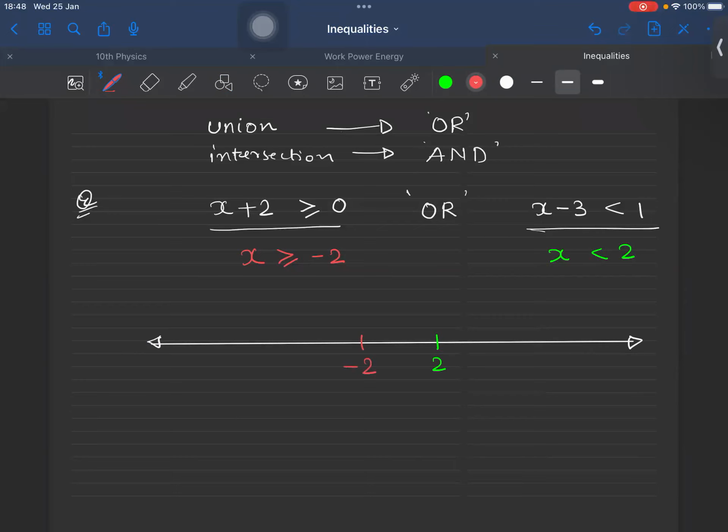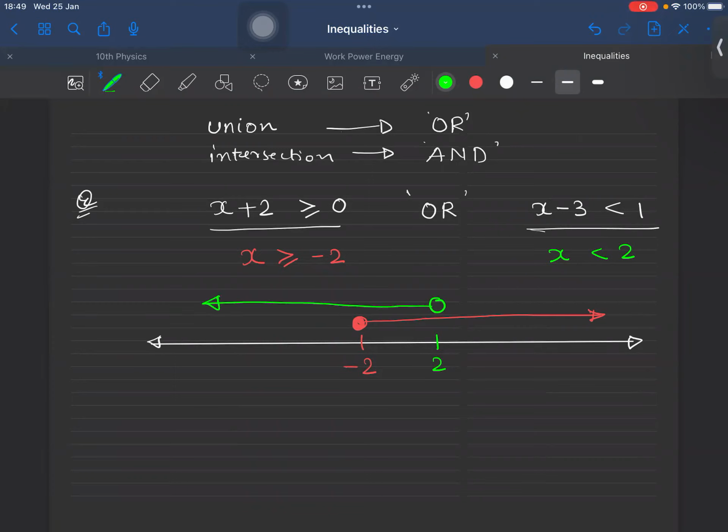Now from the first statement, x should be greater than or equal to -2. That means we'll use a solid circle to represent it, including the value of -2, and since it is greater than, all the possible values greater than -2. And for the second statement, x should be less than 2. So now we are taking these values with an open circle.